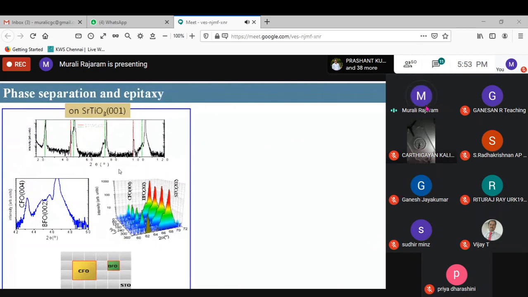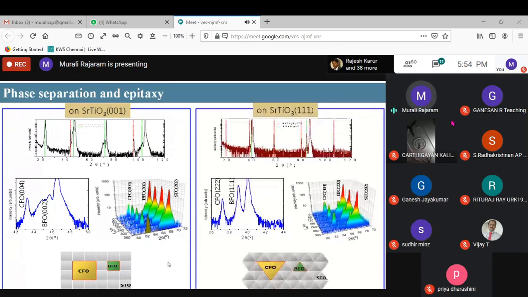This is the X-ray plot where you see the perovskite and then the spinel, which tells that these two materials grow cube-on-cube. Layer by layer it grows like this. Okay, cube-on-cube. If you change the orientation to 111, this is the substrate STO peak, and you can see there is only one BFO 111 and then the cobalt ferrite peak. So this again shows that it is epitaxial.